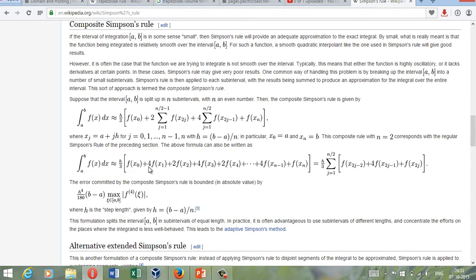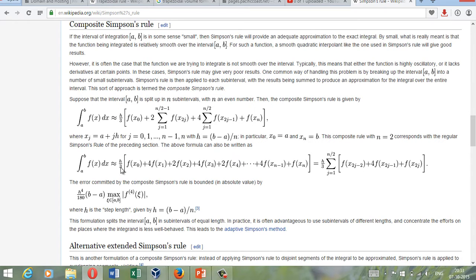And one more thing to remember while observing this formula is that the terms with odd position, like for example x1, x3, are being multiplied by 4, and the terms with even position, like x2, x4 and x6 and so on, are being multiplied by 2.